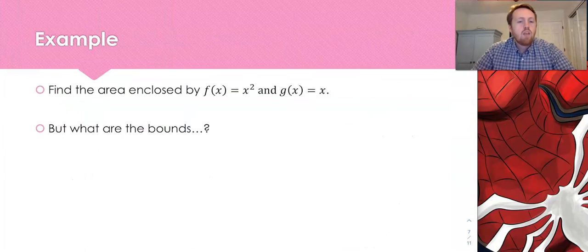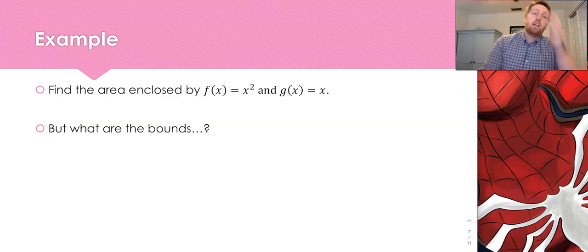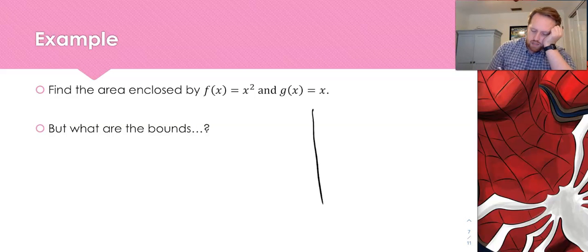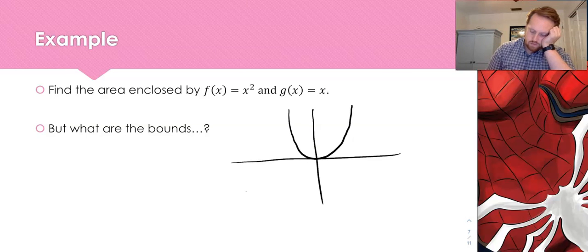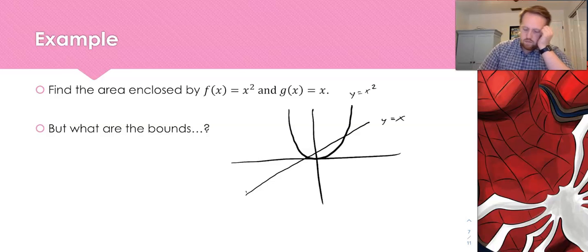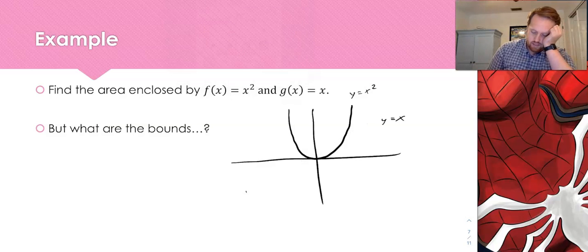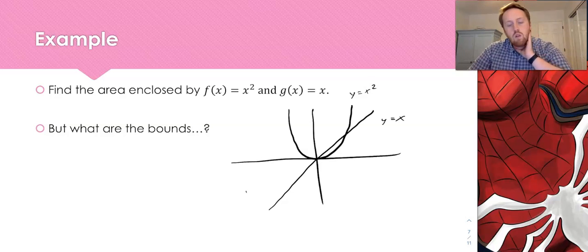Okay. Find the area enclosed by f of x equals x squared and g of x equals x. Same idea. It really is the same idea. I need to do the integral of top minus bottom, but I don't know the bounds this time. Well, let me give you a little sketch. There's x squared. That's x. Oh, I did not draw that well. I need to draw it better than that. Like that. Now, what I'm trying to find is this right here.